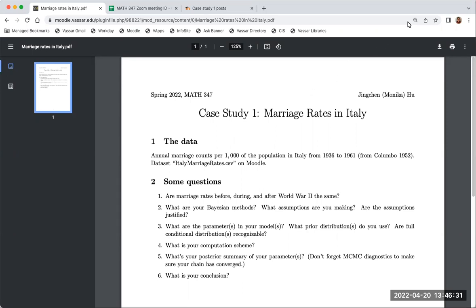And then we asked every team or individual, if you team up or if you're working on it individually, to post your solutions to Moodle about your approaches. And we have this general question of marriage rates before, during, after World War II, the same. And then, of course, what are the Bayesian models, parameters, your MCMC estimation, and then lastly, your results.